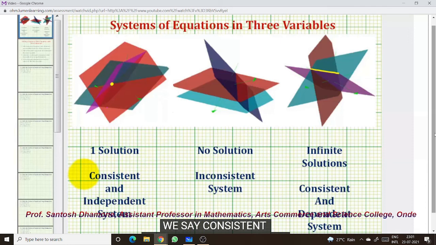But it's also possible, if we graph three planes in space, there aren't any points that are on all three planes. Therefore, the system would have no solutions, and we can say the system is inconsistent.